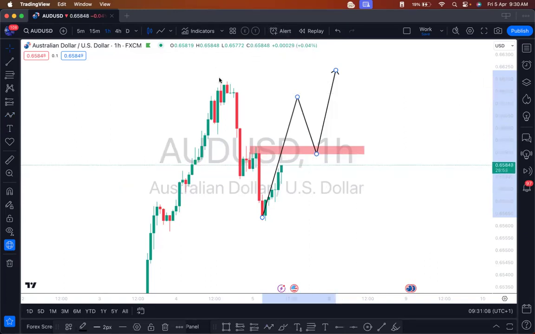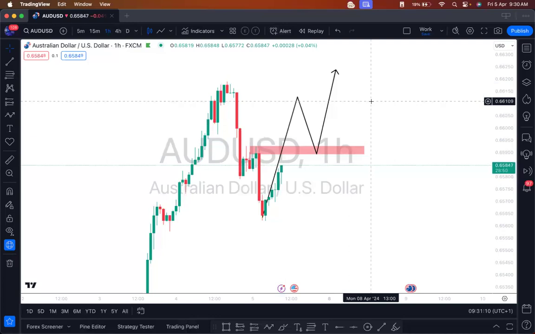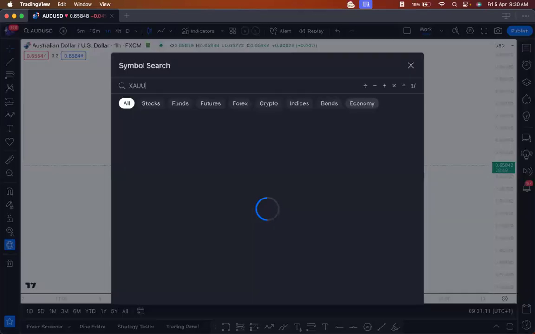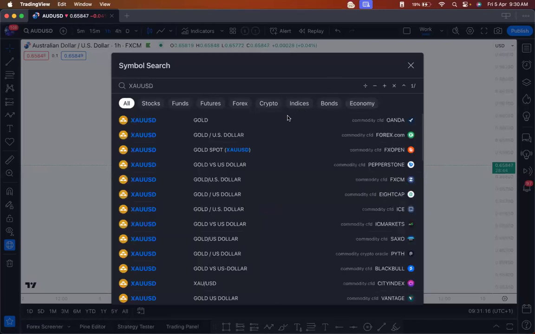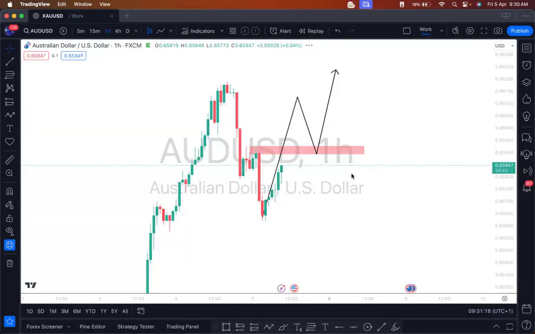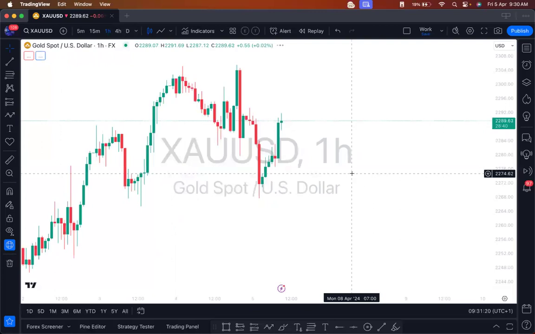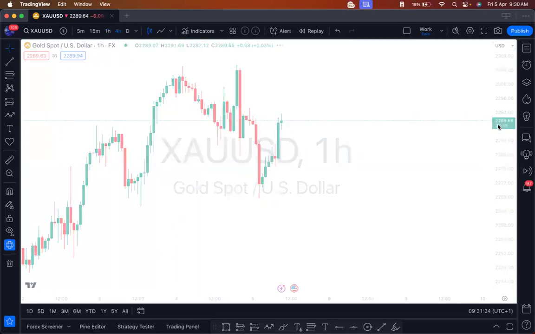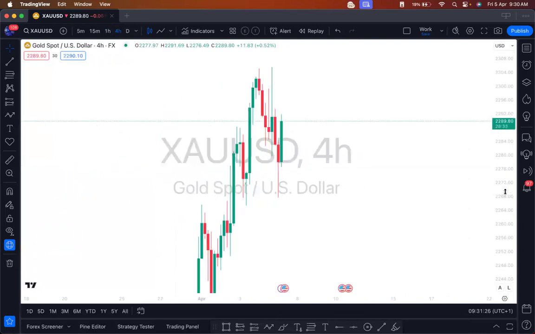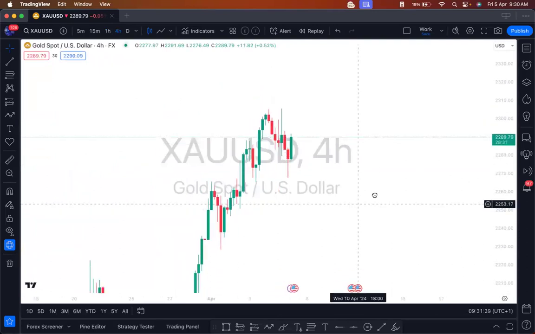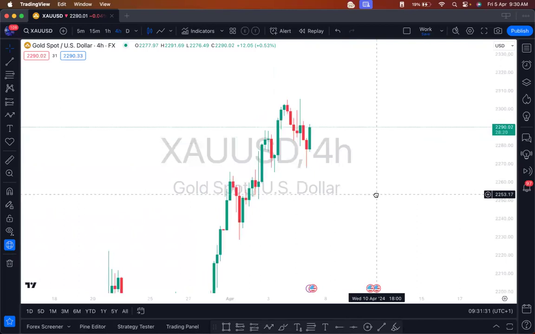So I saw someone posted XAU-USD. So let's look at gold. Gold is always coming with structures that are not structured. Oh, this is actually interesting. This is actually nice.